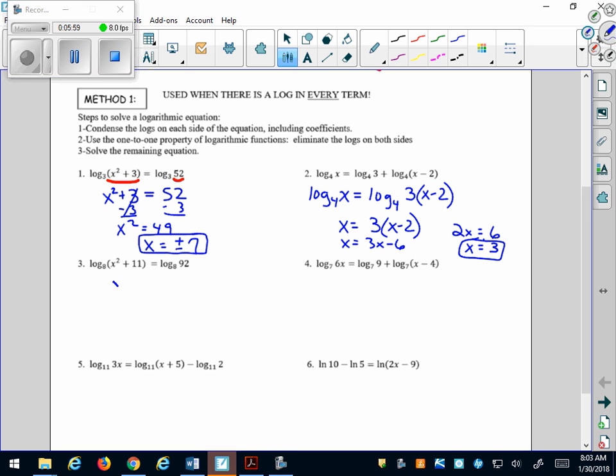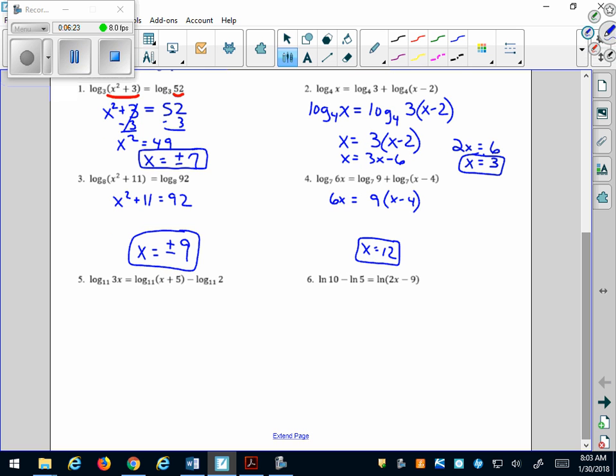So here this becomes x squared plus 11 equals 92. x turns out to be plus or minus 9. Here this turned out to be 6x equals 9 times x minus 4. And x turned out to be 12. Anybody have questions on those? Okay, so try the last two.